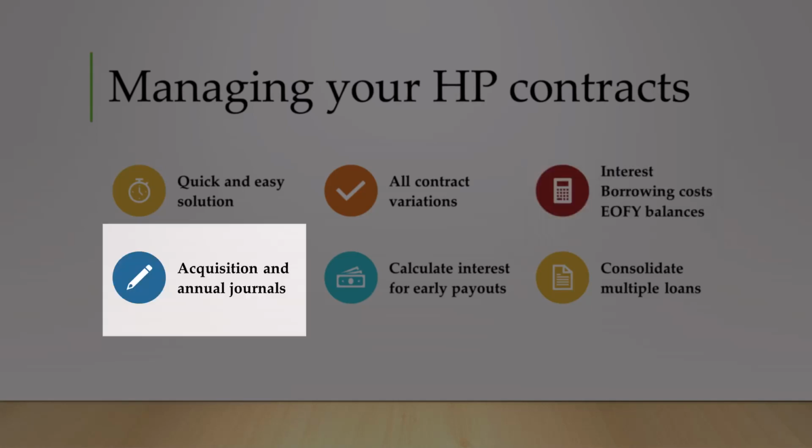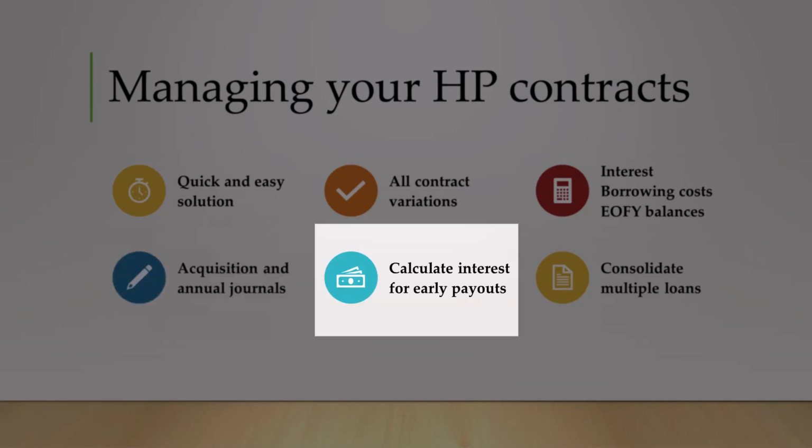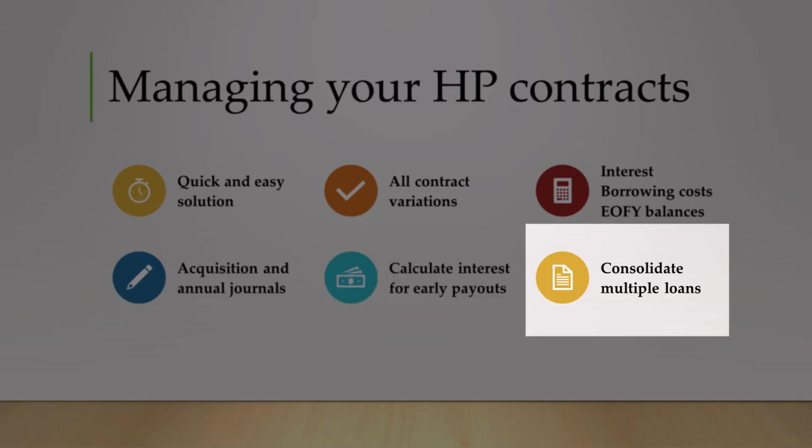They also include a handy journal worksheet, which will calculate the opening journal for the acquisition of the asset and amounts for the end of financial year journal to update the client's ledger. And for early payouts, we have a separate file to calculate interest in that final payout year. And finally, for those who want to consolidate their figures for financial reporting purposes, we have a hire purchase summary sheet into which you can record all relevant details for each loan.